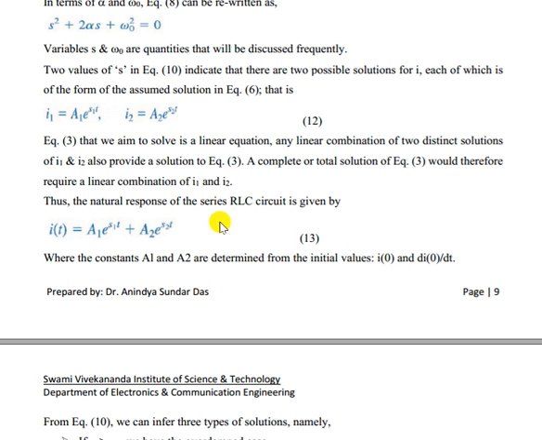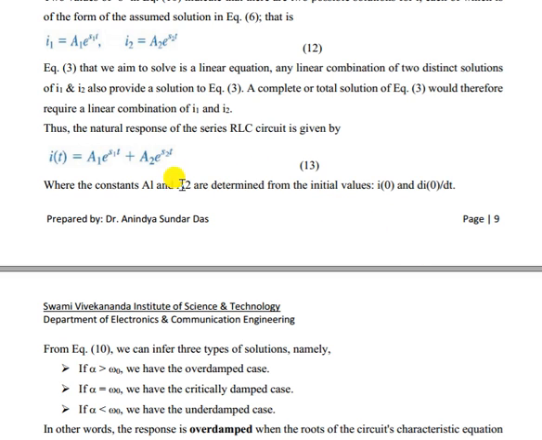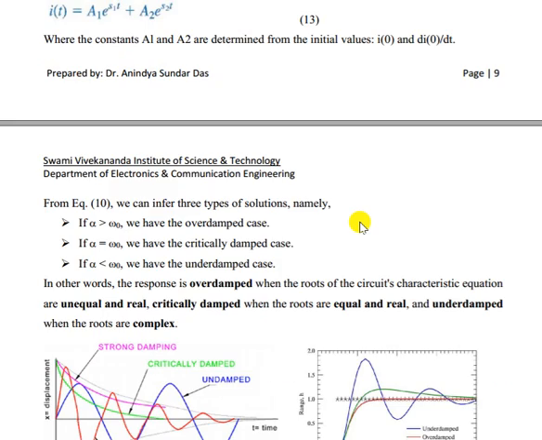So the natural response of the RLC circuit can be written as i(t) equal to A1 e to the power s1t plus A2 e to the power s2t. Now A1 and A2 are determined from initial conditions, that means from i(0+) value and di(0+)/dt value. So we have to determine two constants, and we require two initial values. That is why we require i(0+) and di(0+)/dt. That is why we have seen two examples of how to find them.